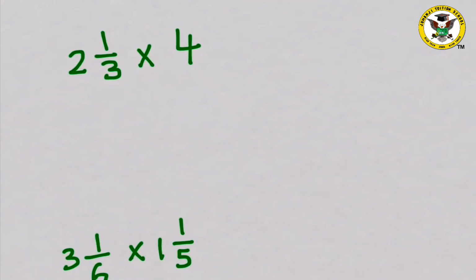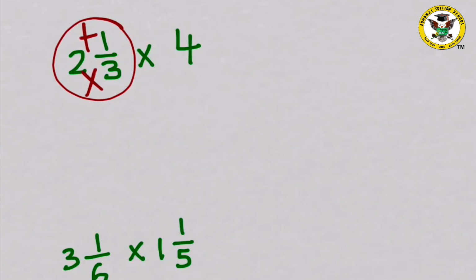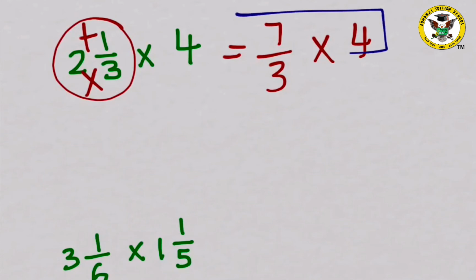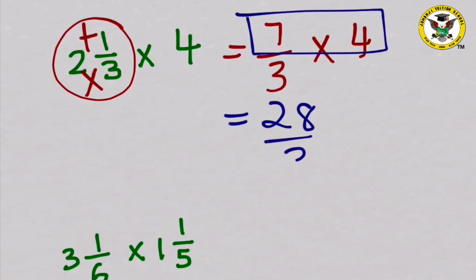Next, what if we have mixed number times whole number? So first, you convert mixed number into improper. You times and then plus. So 3 times 2 gives us 6 plus 1, 7 over 3 times by 4. Next, we times the number above, 28 over 3, and then we make them as mixed number.